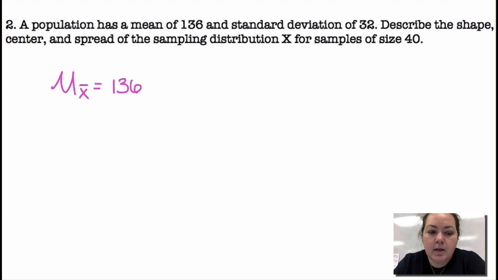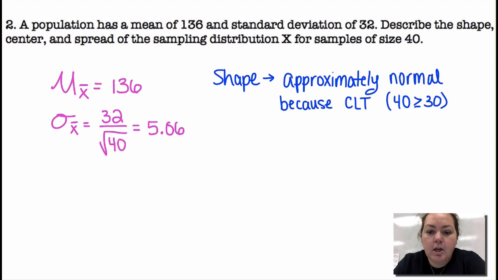So my mean is going to be equal to my population mean, which is 136. My standard deviation is going to be equal to my standard deviation for the population divided by the square root of n, which is 40, which works out to be 5.06. And then I'm going to describe the shape, center, and spread. For shape, it would be approximately normal because of the central limit theorem, where n, which is 40, is greater than or equal to 30, which is true.